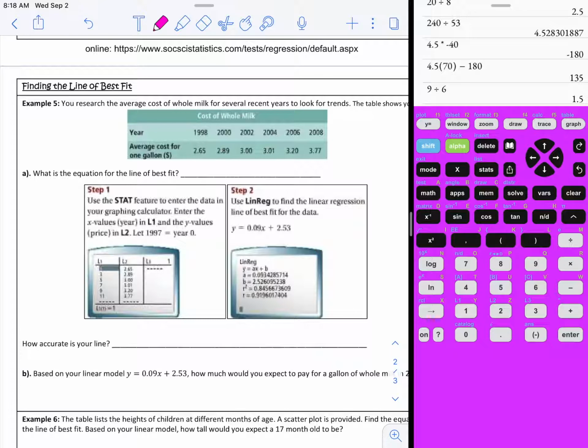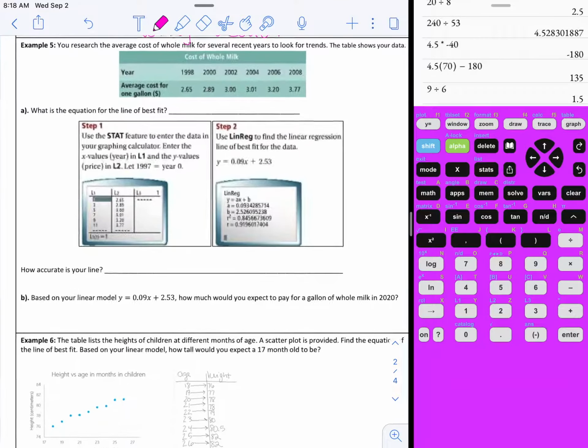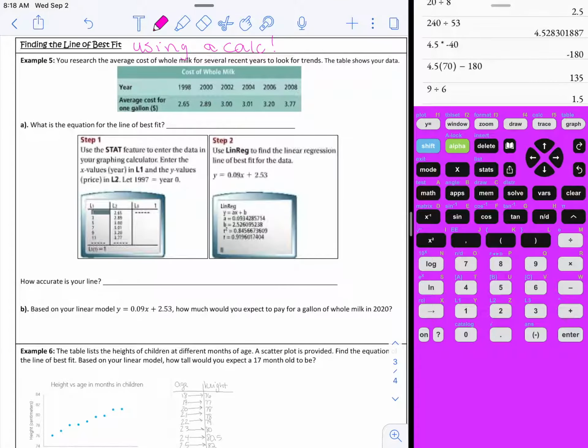Okay, so now what we're going to do is we're going to do this using a calculator, not by hand. So I think you're going to like this one a lot more. So you research how much whole milk is. My husband says I say milk poorly, so please forgive me. Of course you do. You research the average cost of whole milk for several years, and you look for trends. This is what you get.